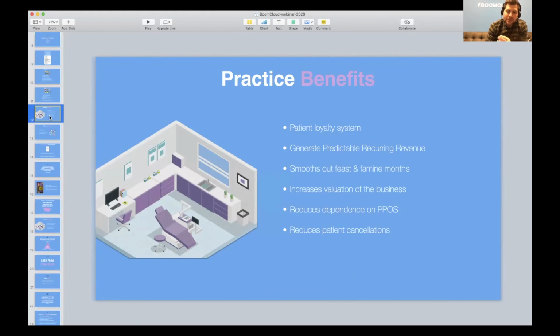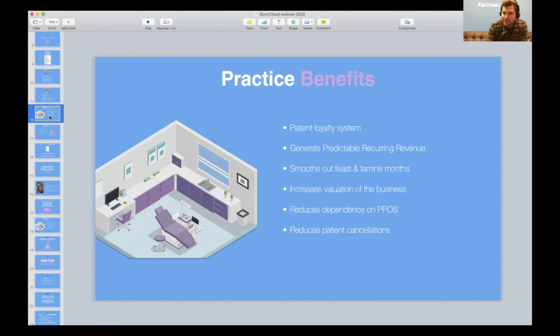It's going to help you reduce dependence on PPOs, which helps increase your profit margins, which again all leads to building the value of your practice. So, membership programs are extremely powerful, more powerful than I think most people realize.